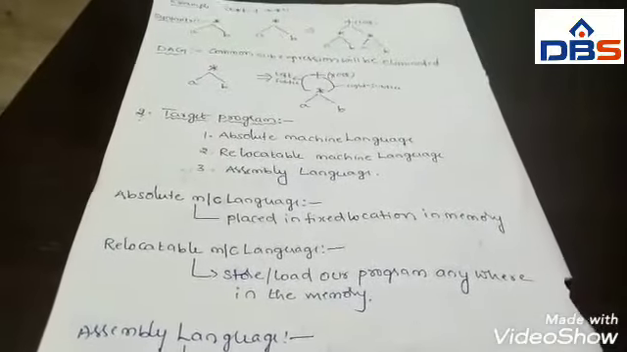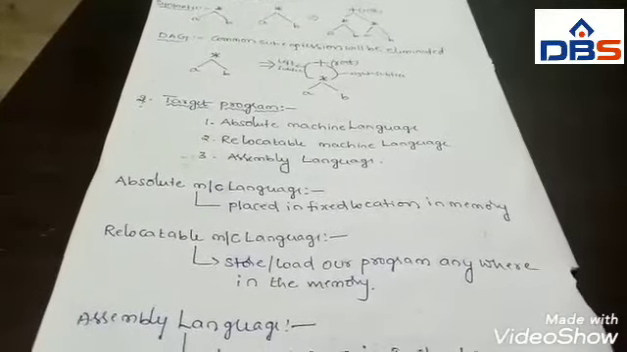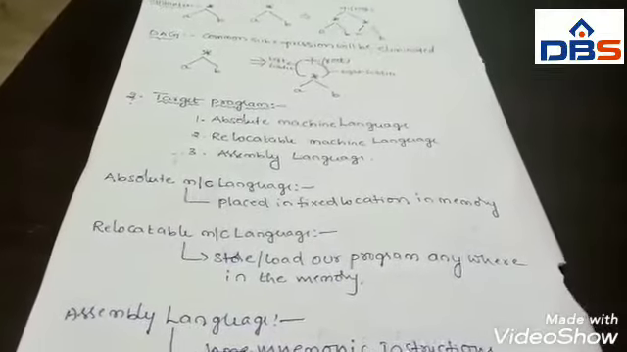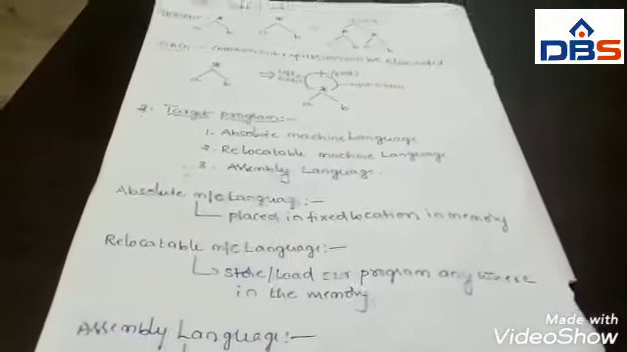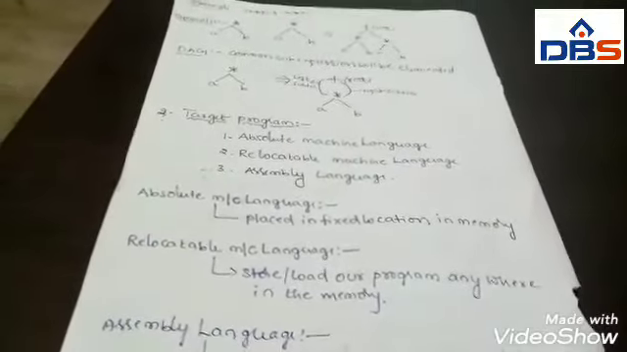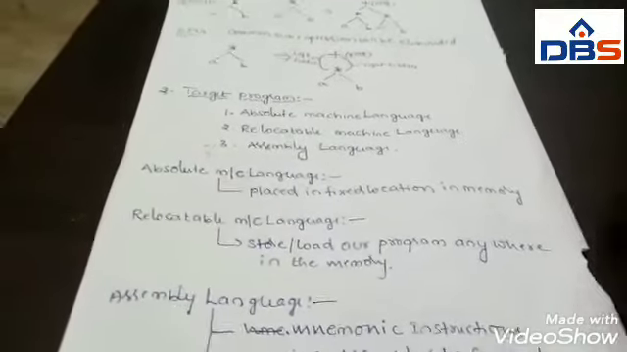It is actually an object code. Here the subprograms are compiled separately, and all the subprograms' relocatable object files and library files must be linked together using a linker, and that should be loaded into the proper location in memory by using a loader. So in this relocatable machine language, linker and loader are also necessary.